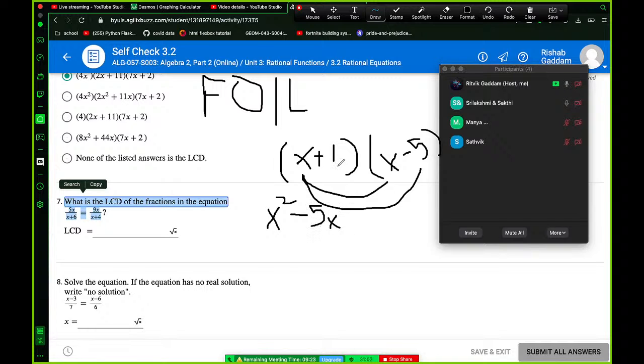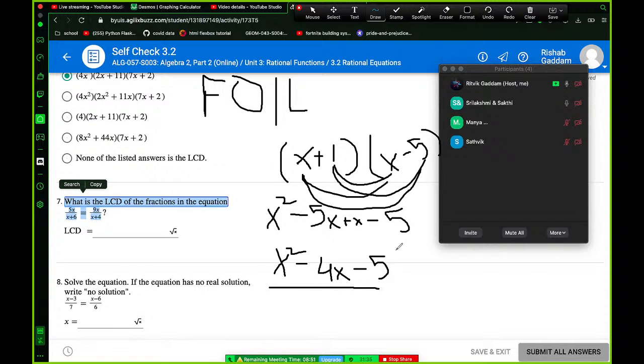And then you have the inner, so that would be 1x, so that's plus x. And then you have last, that's 1 times negative 5, that's minus 5. And now we simplify this to x squared minus 4x, because negative 5x plus x is negative 4x. Okay, so that's how you get this answer from this. So then I will also do that here.